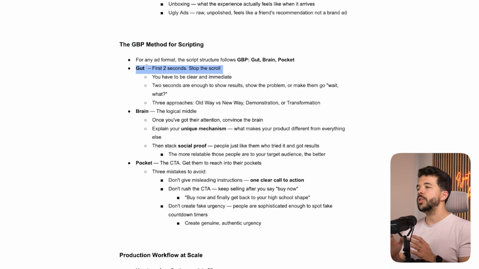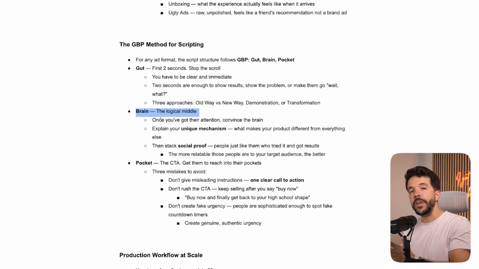And the gut means that you want to take their gut. In 2 seconds, you don't have enough time to make it logical and rational, but you want to take their gut. You want to take their feel. You want to take them from the gut, from an instinctive level in a way. Then the next part, the body, is more logical. And this is why we want to appeal to the brain. We want to get their attention with the gut. And once we have their attention, we want to convince the brain.